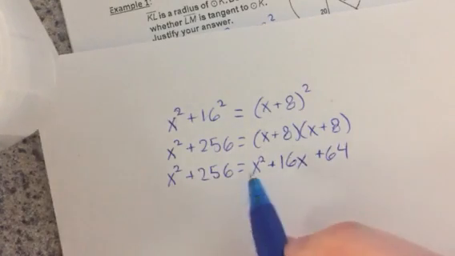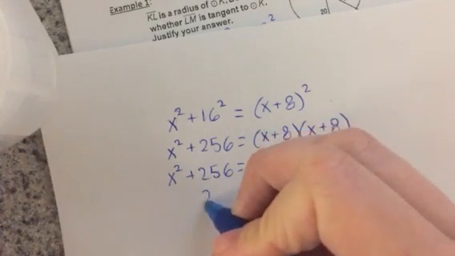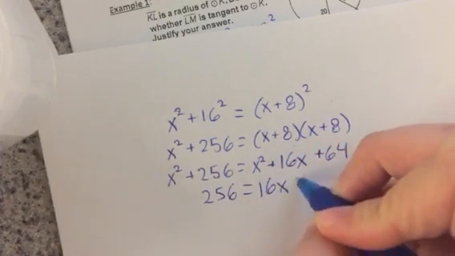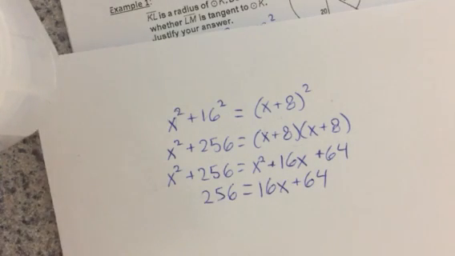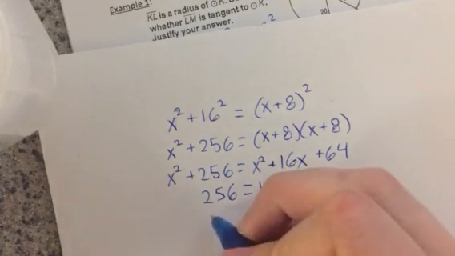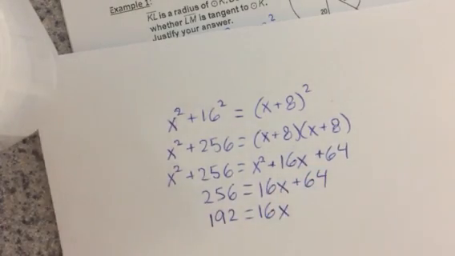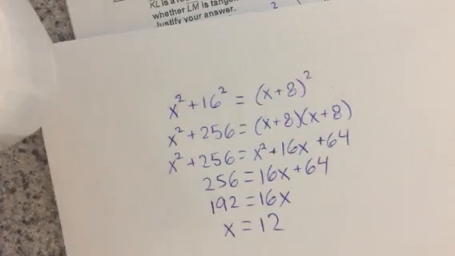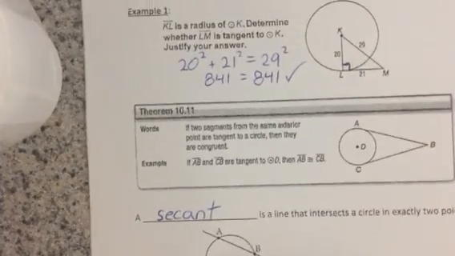All right, from there we solve. I've got an x squared on both sides. I could subtract this from both sides, and my x squareds just go to 0. So I end up with 256 equals 16x plus 64. Subtract the 64. We get 192. Divide both sides by 16, and that's how you get x equals 12. There you go. Okay, let's go on to this other theorem here.